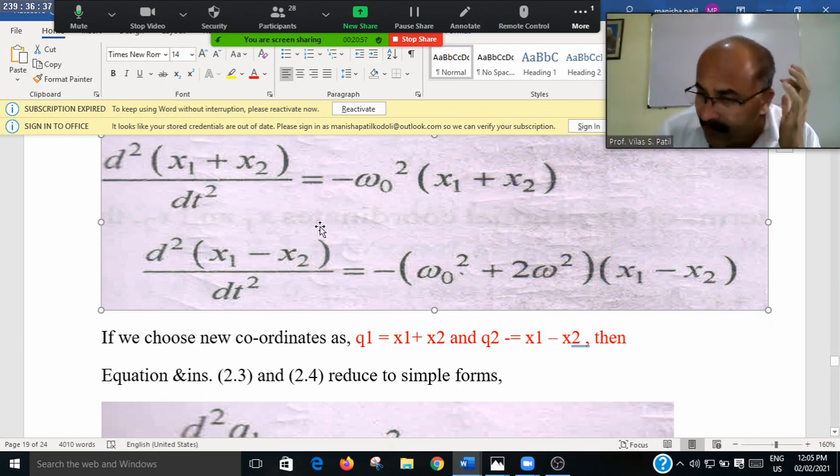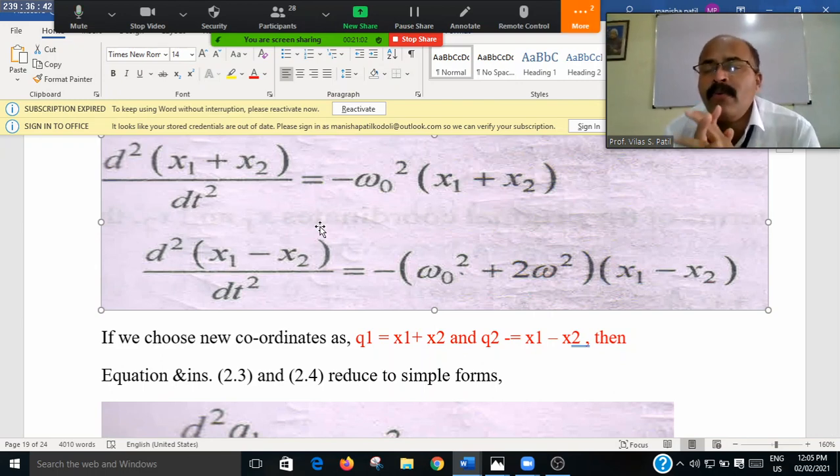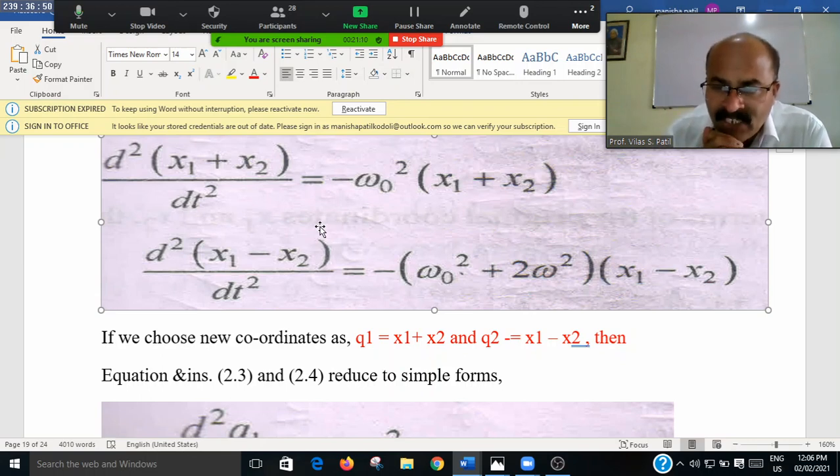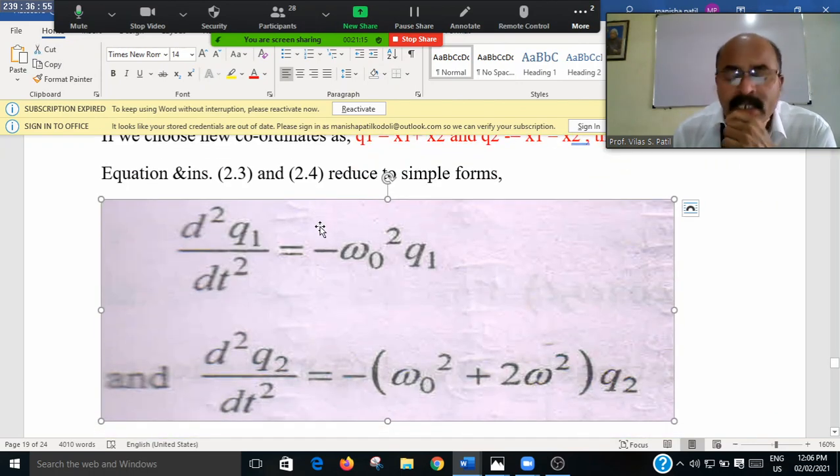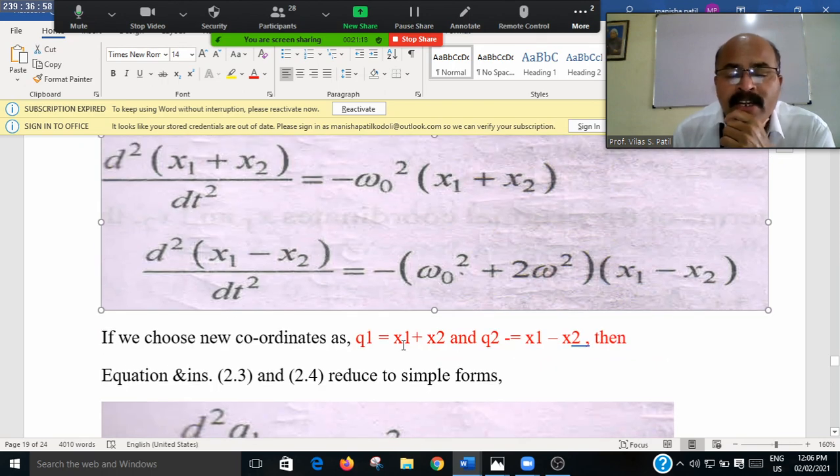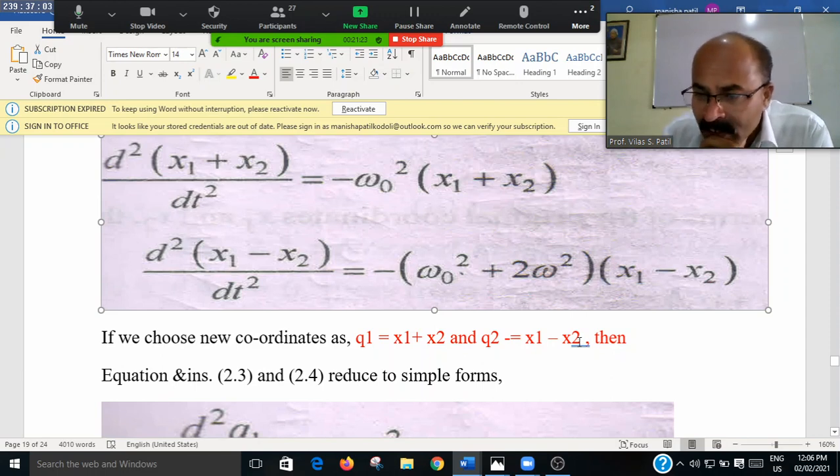In the last lecture we came to this derivation, and we studied it in detail. I am just taking a flashback of this derivation. If we choose two new coordinates, q1 is equal to x1 plus x2 and q2 is equal to x1 minus x2, that is, q1 is the addition of displacements and q2 is the subtraction of the displacements.